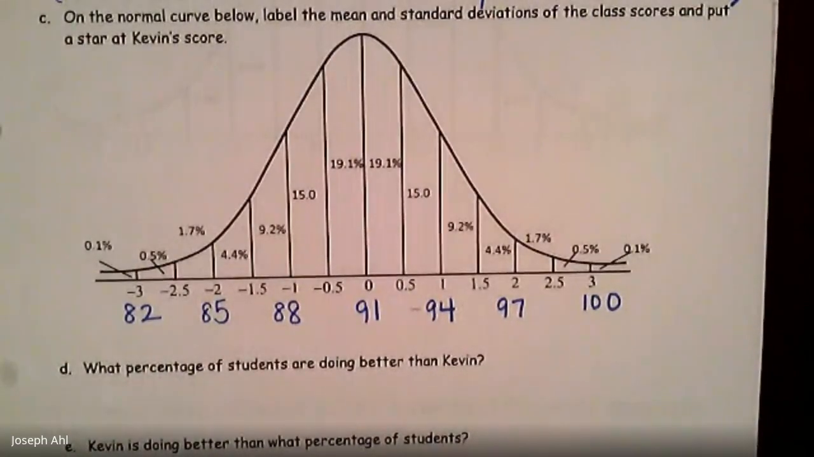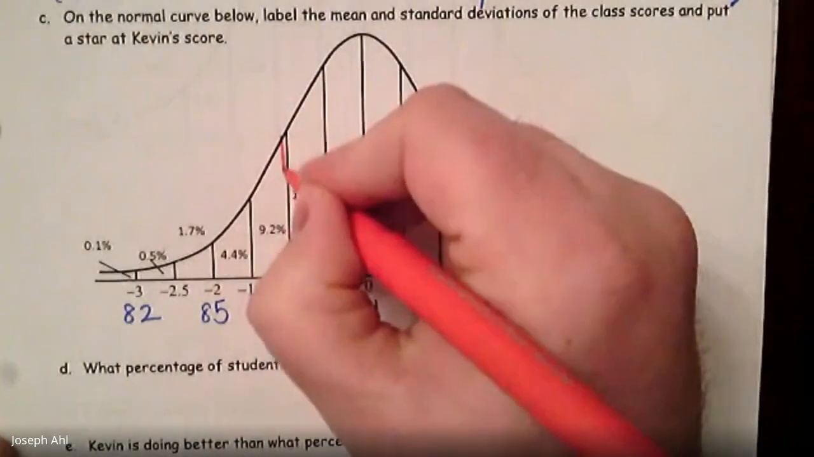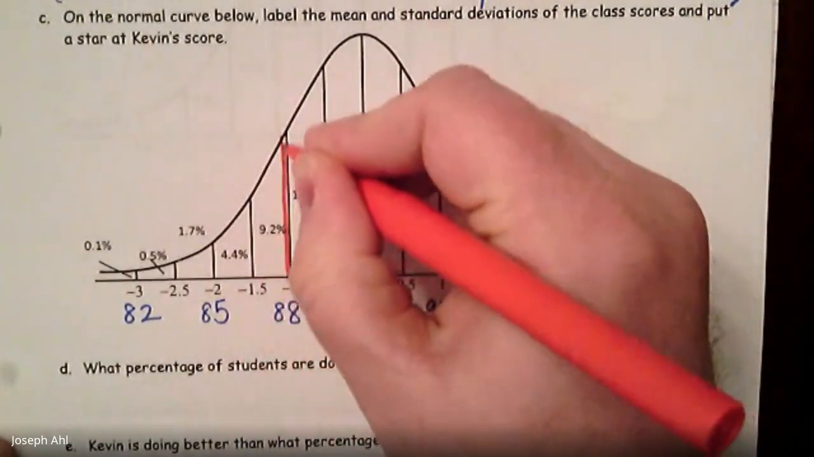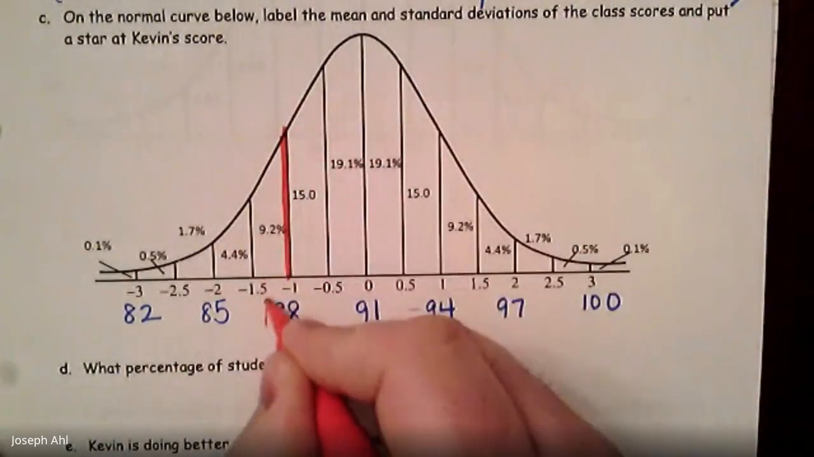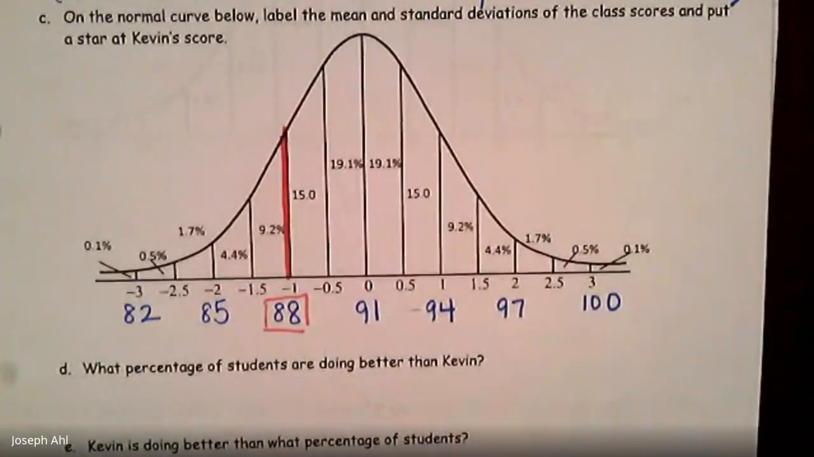Okay, so it's set up to highlight and indicate where Kevin's score is. Kevin's score, like we said, is right here, at an 88. So we already knew that he was 1 standard deviation below the mean. The question is, well, what percentage of students are doing better than Kevin?